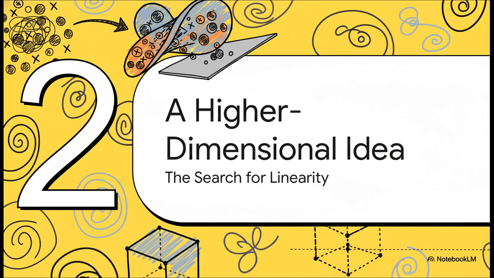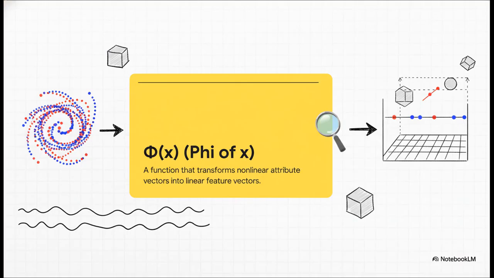Problem solved, right? Well, to pull that off, you'd need some kind of special function, a transformation function. In the math world, we call it phi of x. And its whole job, its only purpose, is to take our original data points from that messy space and map them or project them into that shiny new higher dimensional space where everything is nice and clean and linear. Sounds amazing in theory, doesn't it?